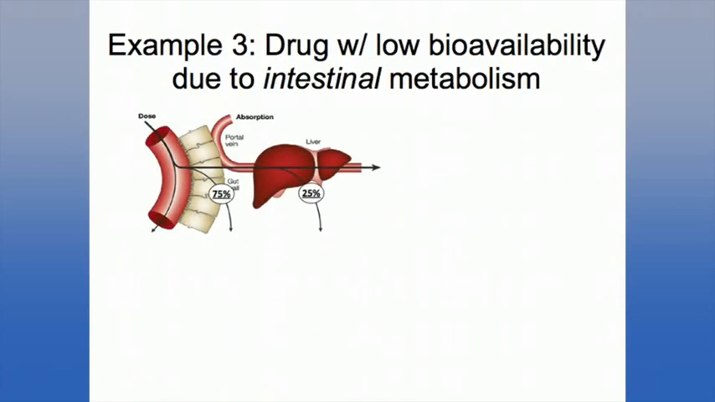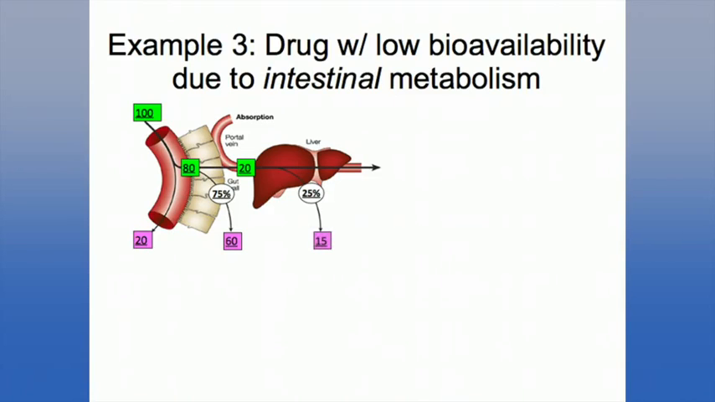Now, example number 3 is the most extreme of all of them. So let's say we again have a drug with low bioavailability, but in this situation, it's due to intestinal metabolism. So if we move quickly through the first example, because it's the same as what I showed you in the previous slide, with one exception. We flip-flopped where the biotransformation is occurring. So in this case, 75% is occurring at the level of the GI enterocyte, and only 25% is occurring at the level of the liver.